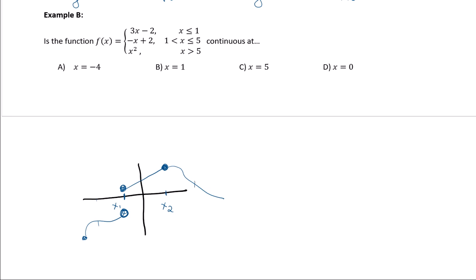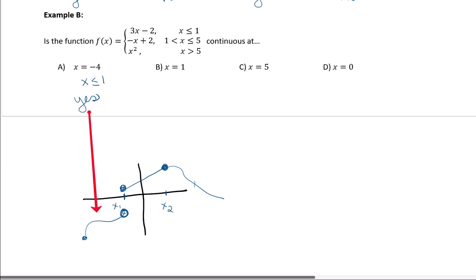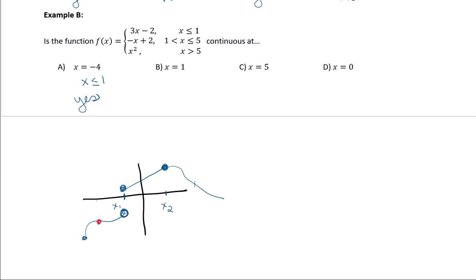So let's take a look up here at example B. They're asking us about x equals -4. Well, -4 is in this domain at the very top, and it's not an endpoint of that domain. We can plug in -4 into that line, and it can absolutely be continuous for the domain. So yes. In other words, that would be like choosing a point down here. Is it continuous at this point on that piecewise domain? Sure.